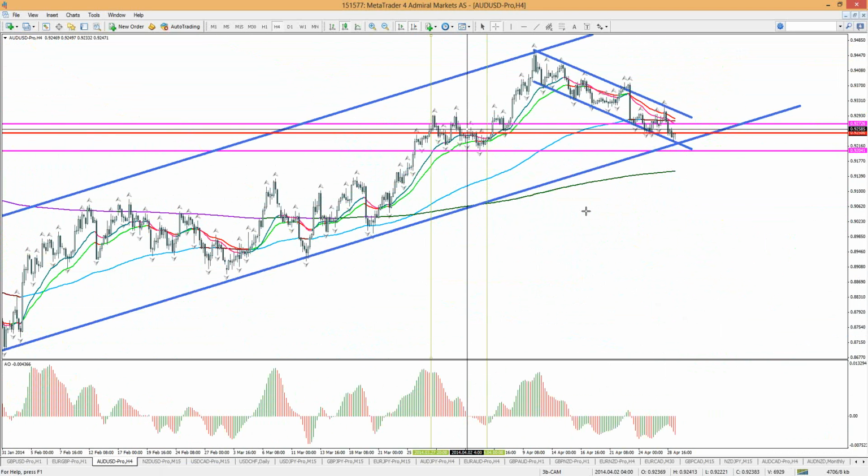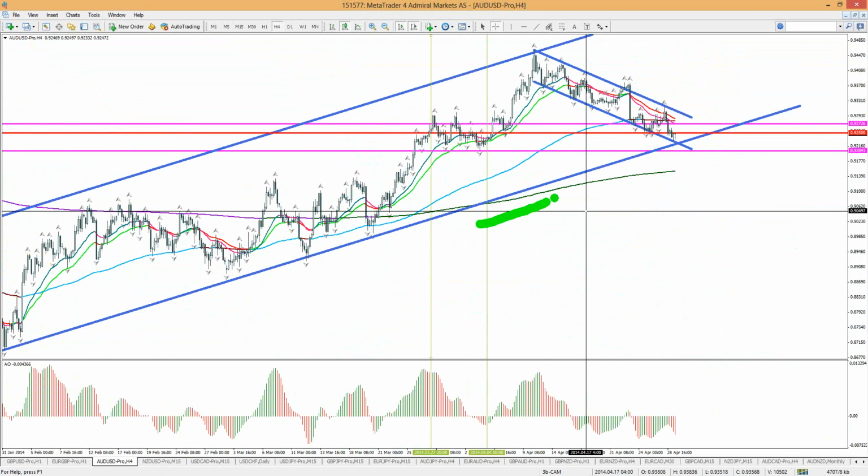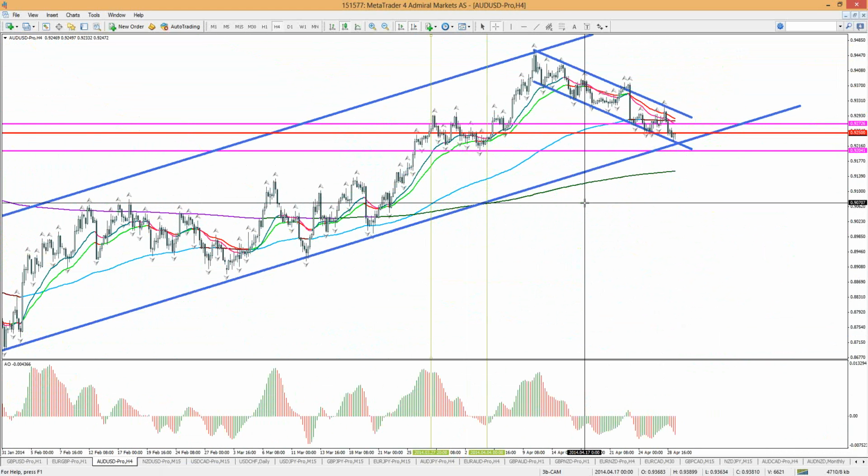Other than that, moving averages are slightly still bullishly aligned as well. So that's the reason for my bullishness at the moment.